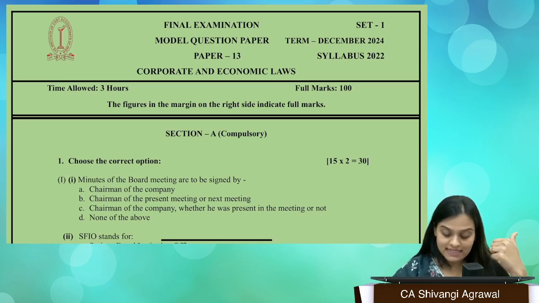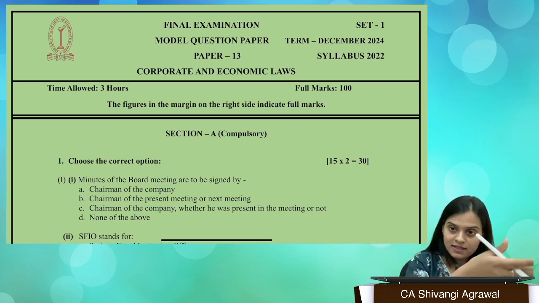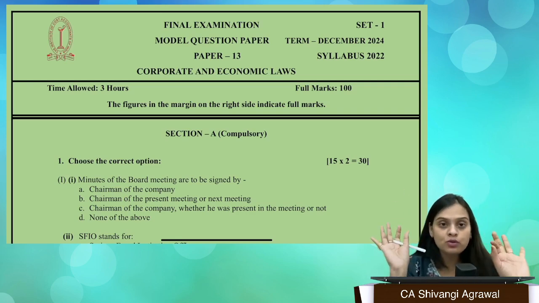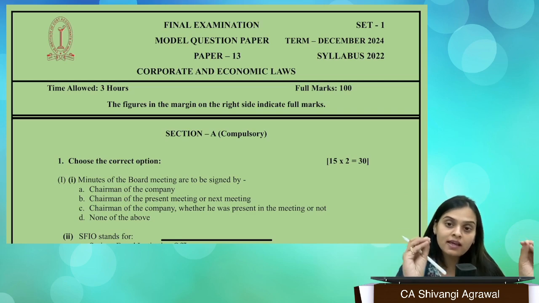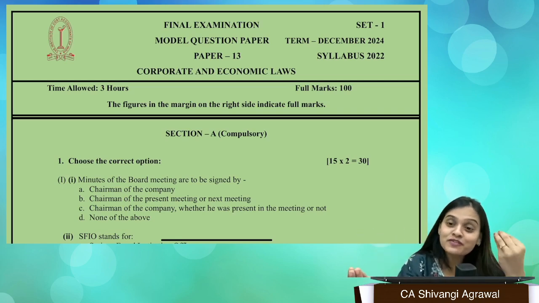So let's begin. The paper pattern is firstly the same, right, as has been asked in the past term, as has been released in past MQP. So there is no change in the paper pattern, exactly the same as it is has been asked. There are two sections. Section A, which is of course compulsory and consists of MCQs.